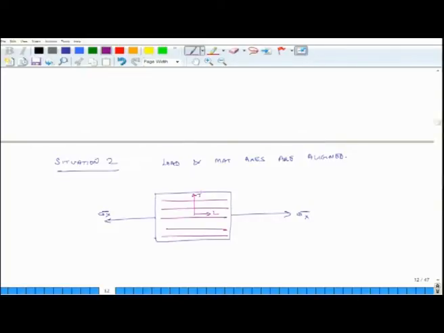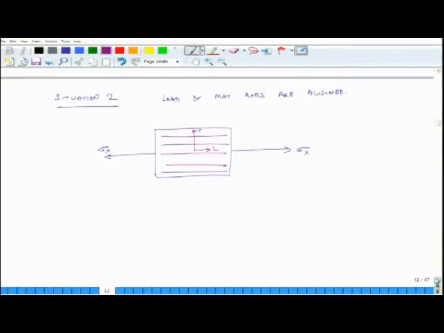So, when load and material axes are aligned, the behavior is similar to isotropic material. So, this is the case of special orthotropy.